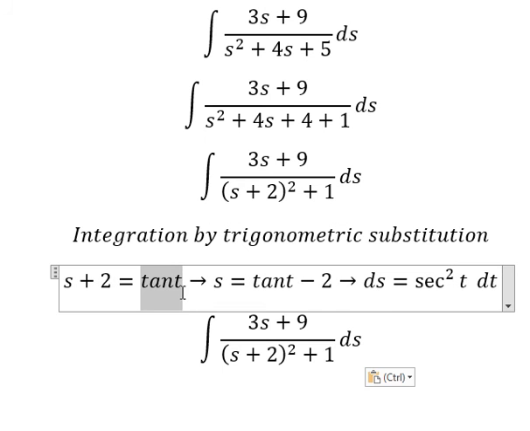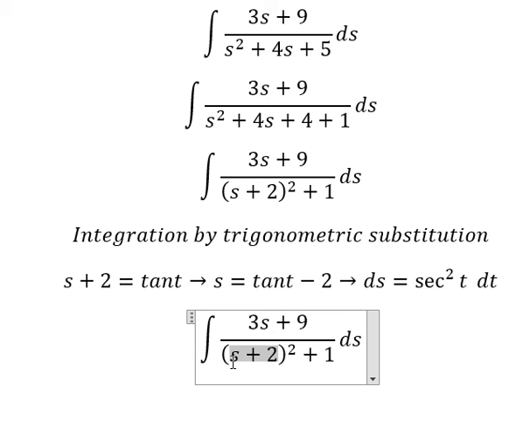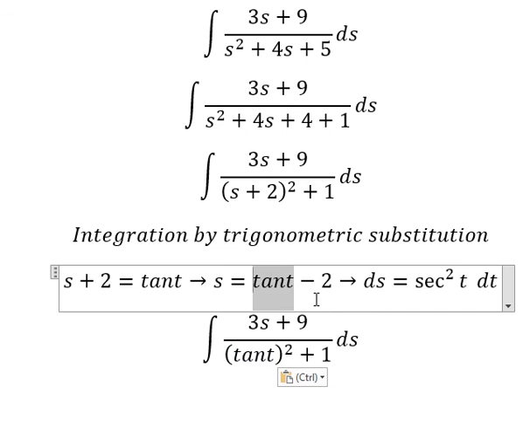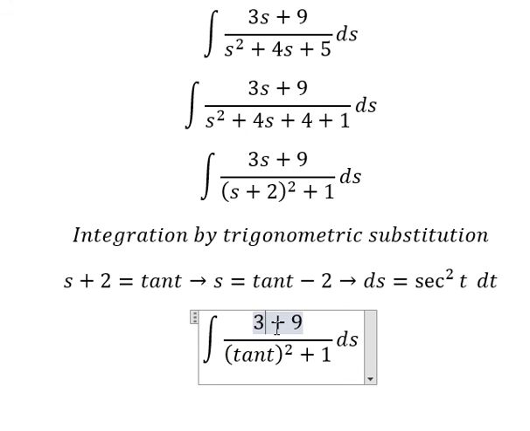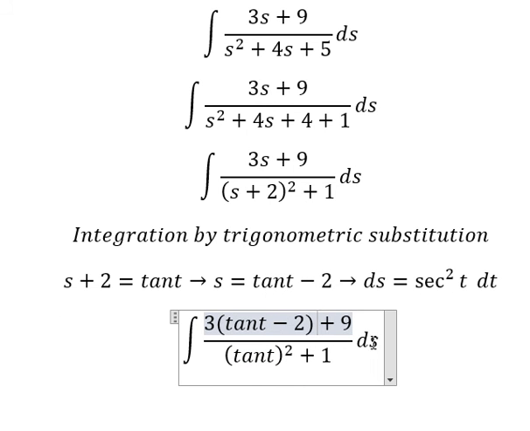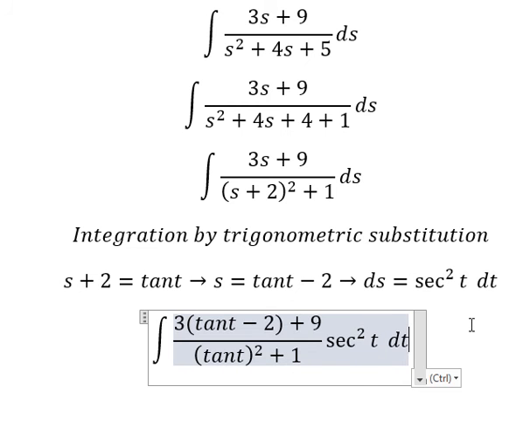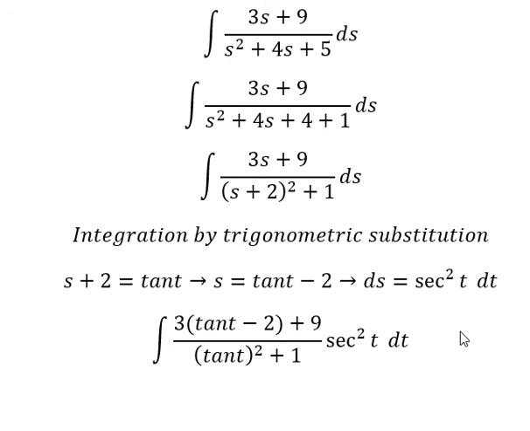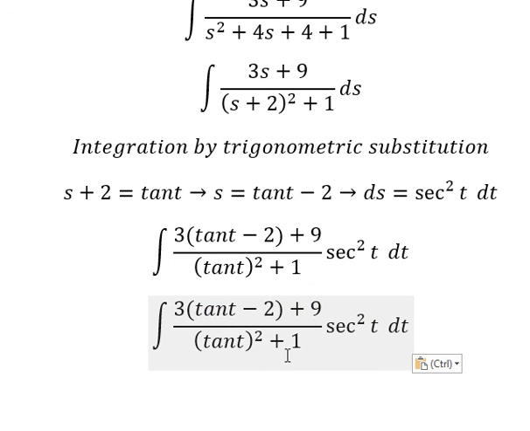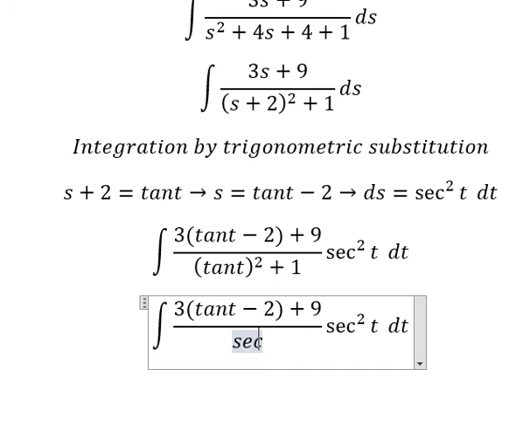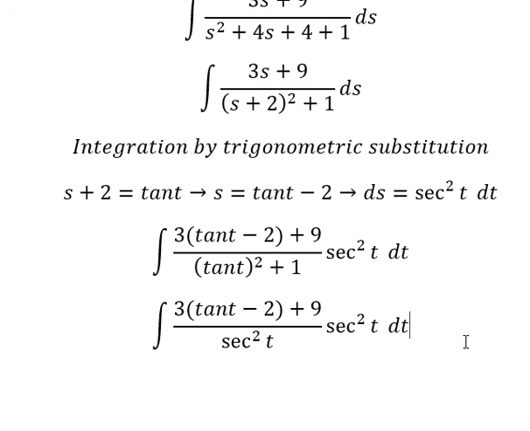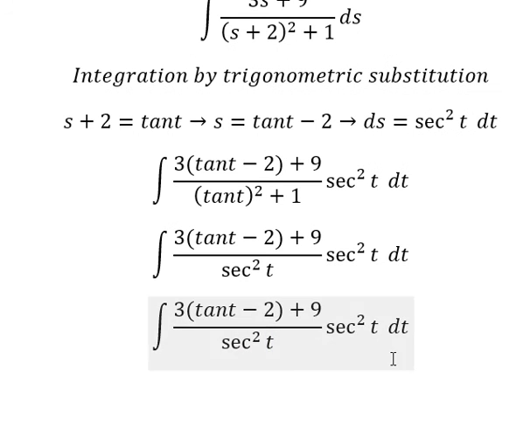Now I will put this one in here. The h we change by this one. Tan t square plus 1, we have secant of t square. We simplify secant of t square on the numerator and denominator.